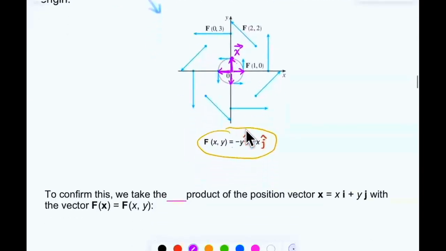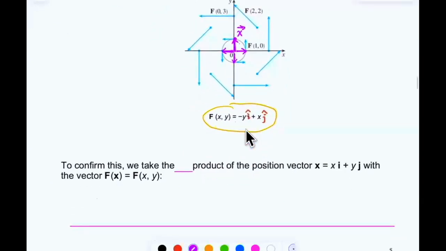So to do this, we take the dot product. We're going to take the dot product of the position vector, this position vector over here, with this vector, the blue one over there.